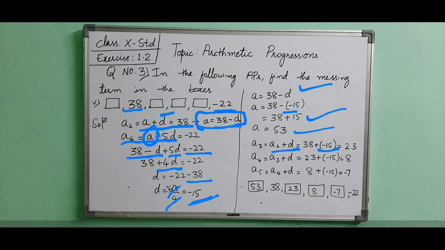38 minus 15 is 23. Then a4 is a3 plus d. a3 is 23 minus 15. 23 minus 15 is 8. Then a5, a4 plus d. a4 is 8 and d is minus 15. 8 minus 15 is minus 7. So the terms are here. First term is 53. Second is already given as 38. Third is 23. Fourth is 8. Fifth is minus 7. And the last, sixth, is already given as minus 22.